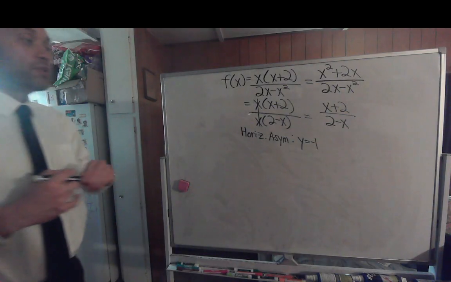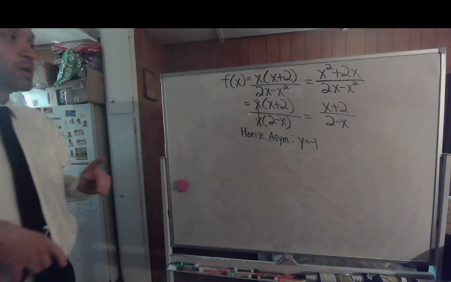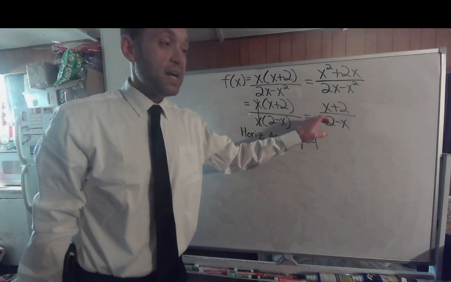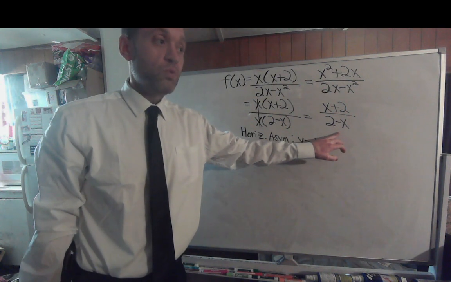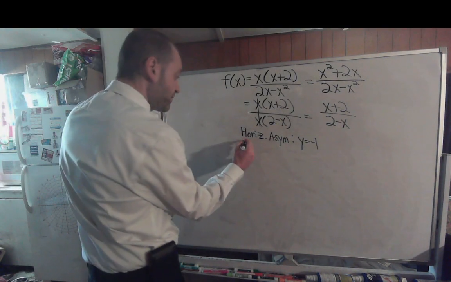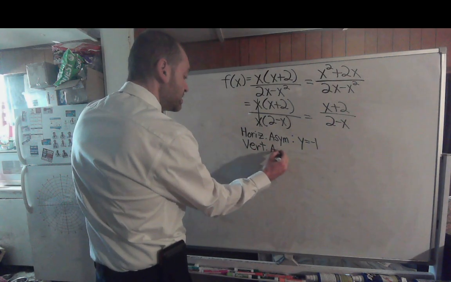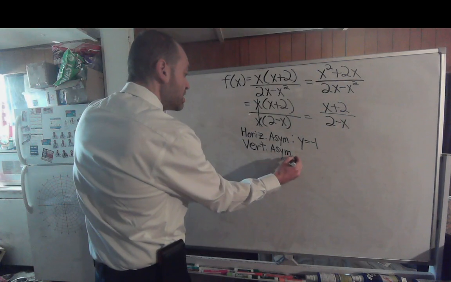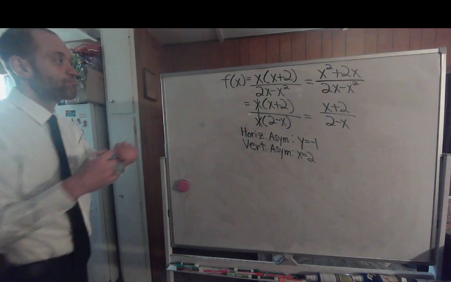Now, there's a couple things we've got to talk about with this. If you look at your factored form, set 2 minus x equal to 0, what do you get? You would get that x equals 2. You would in fact have a vertical asymptote at x equals 2. That much is correct. But there's a very important piece that we're missing with this.